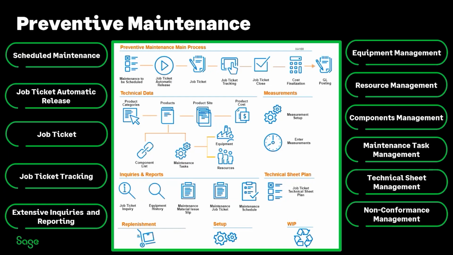Then you also have extensive reporting with the SEI, Sage Enterprise Intelligence. It extends the reporting capabilities. Then on the other hand, we have equipment management, resource management, components management, the maintenance task management. This would have been similar to what you see when you're doing the manufacturing, which is the step-by-step of what you want to achieve.